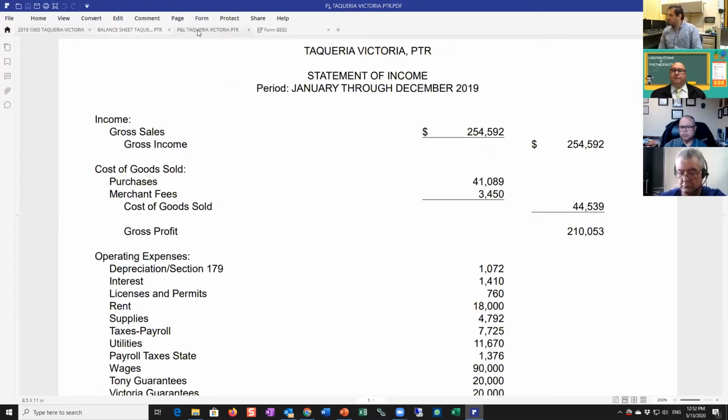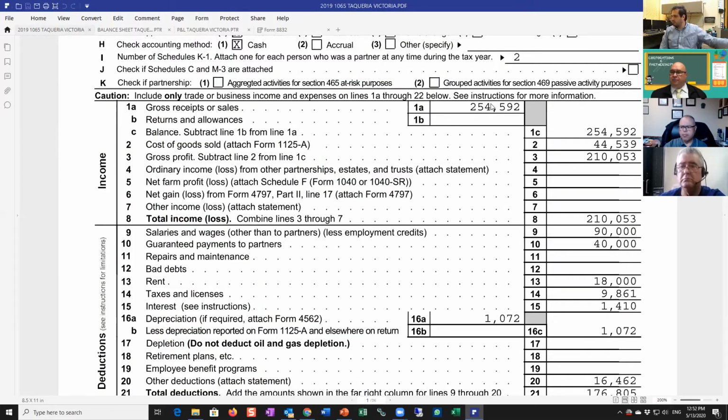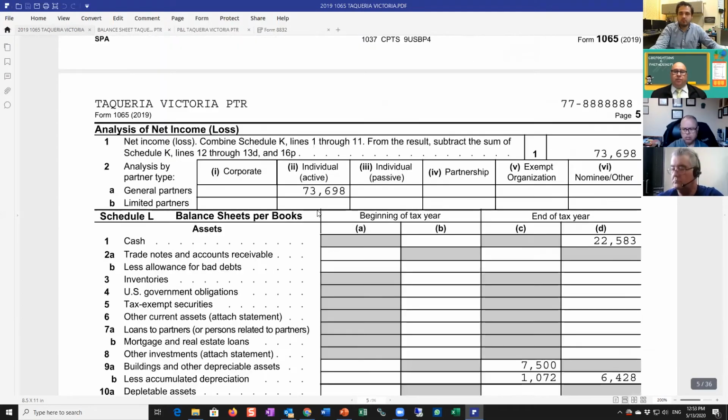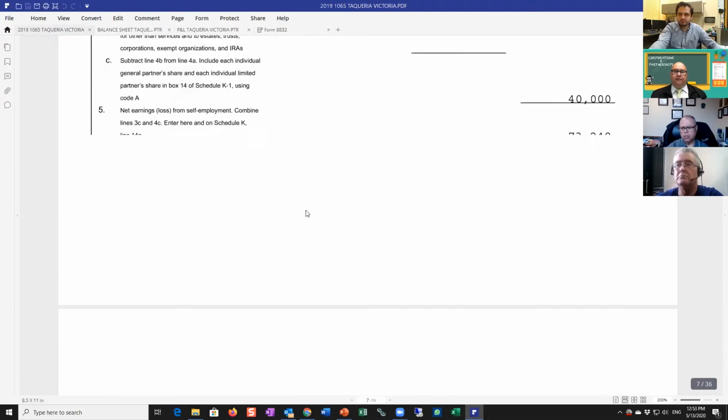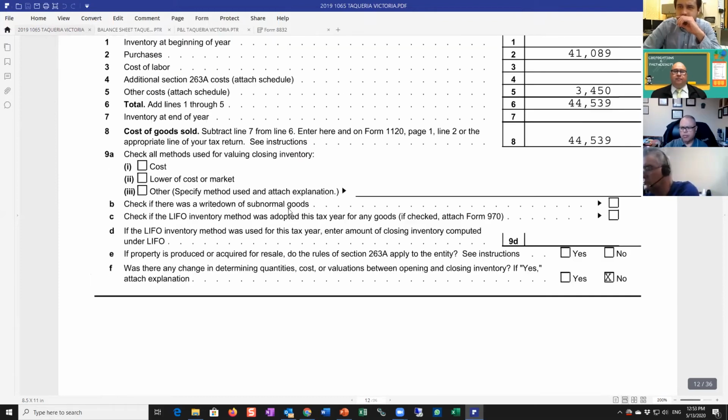254,592. Your cost of goods sold comes from Form 1125A, which is attached to this return. And line 24, I'm going to scroll to it. I'm going to scroll to the form. As soon as I find it... Where are you? Here we go.